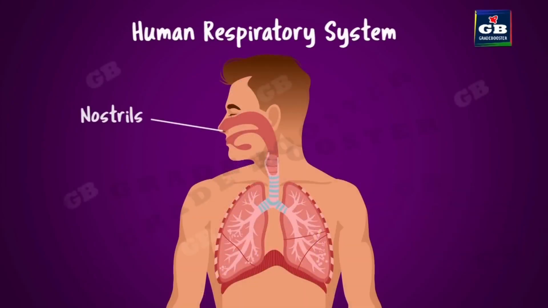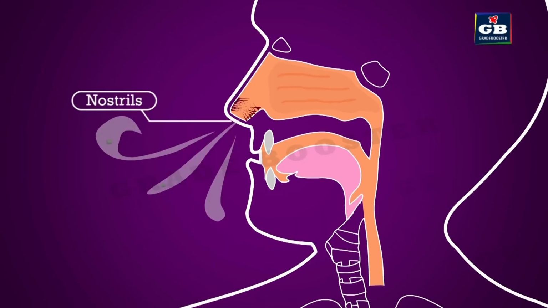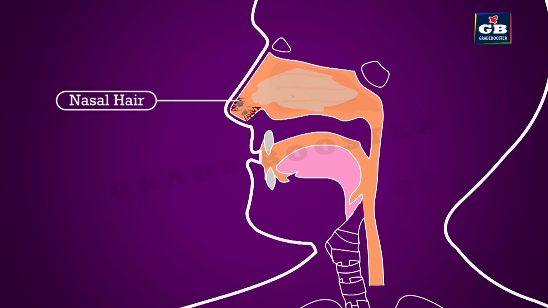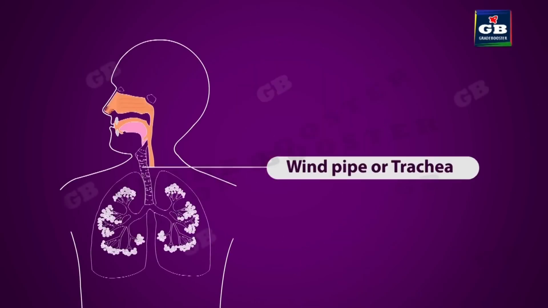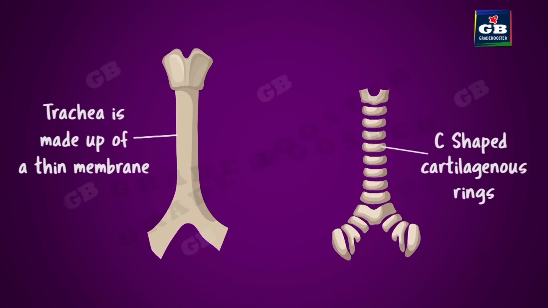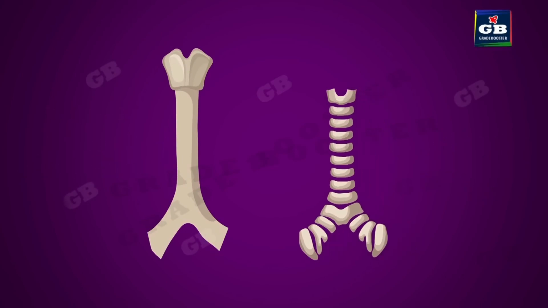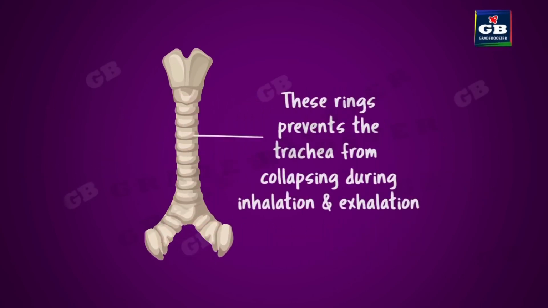Human respiratory system begins with a pair of nostrils. Air enters the nose through the nostrils. Thin hairs present in the nasal passage filter the dust particles that we breathe in. The nasal cavity is lined with mucus and it makes the air moist and humid. Now this moist air enters the windpipe. Windpipe is also called trachea. It is supported by C-shaped cartilaginous rings. These rings support the trachea and help to keep it open all the time.